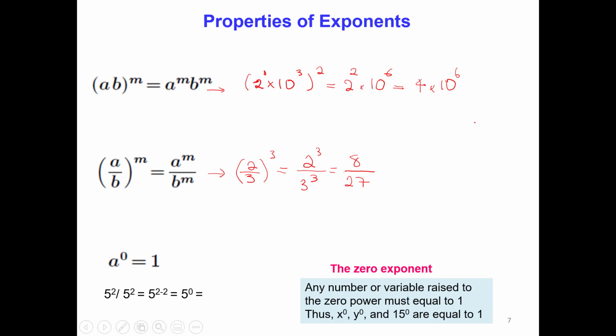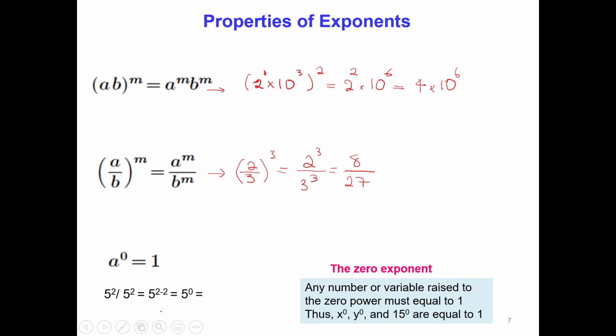And the next thing we want to discuss is the zero exponent. For the zero exponent, let's write this first and then we will draw a conclusion. Let's say we had 5 to the second power divided by 5 to the second power. Then we can apply the division of powers, so we subtract the exponents. We write the base 5, and 2 minus 2 equals 5 to the 0 power.